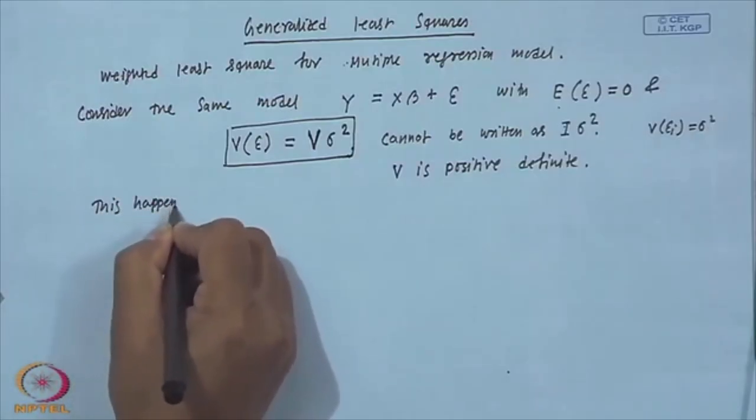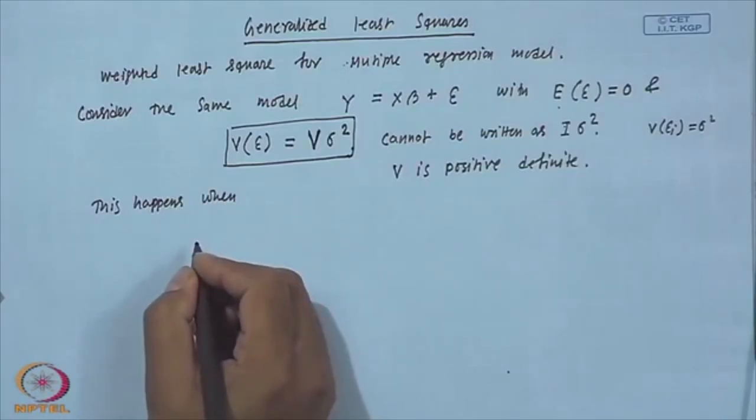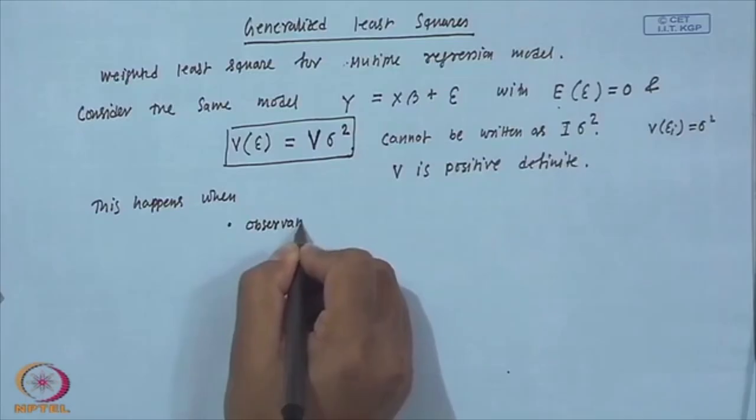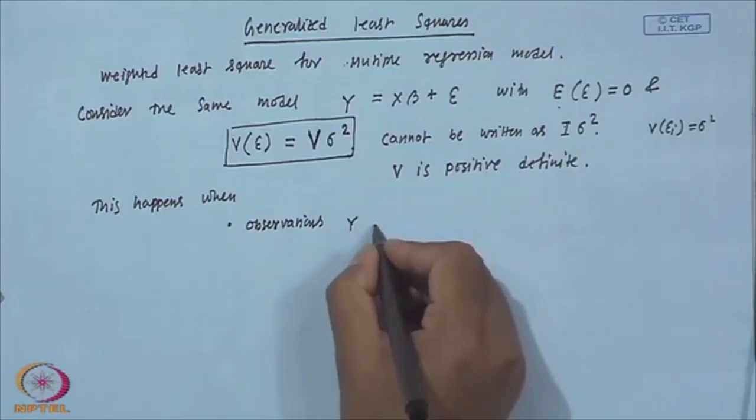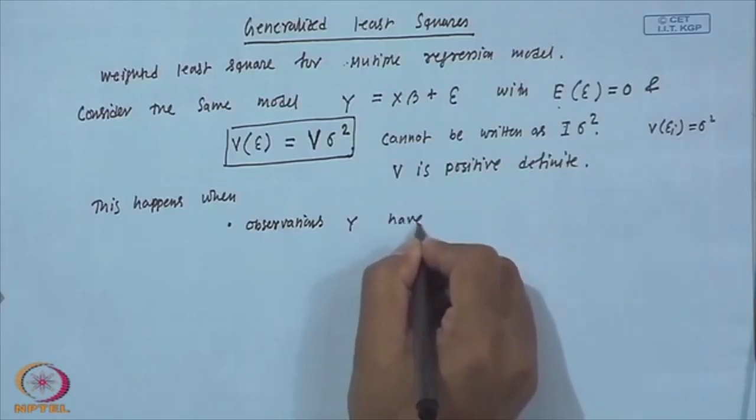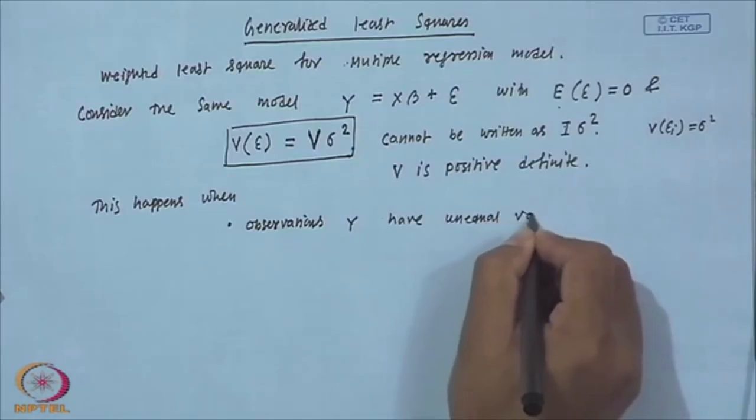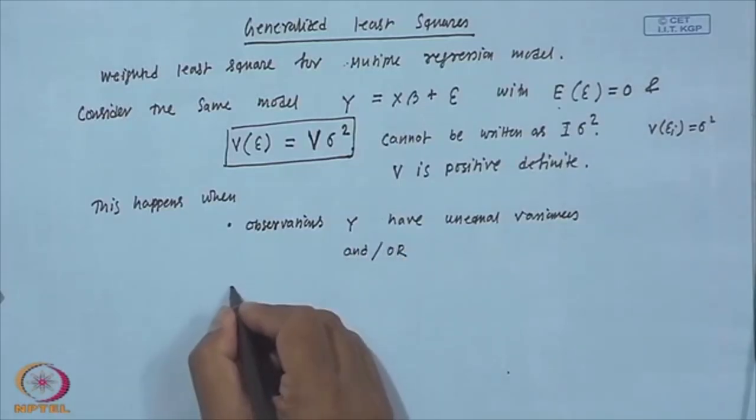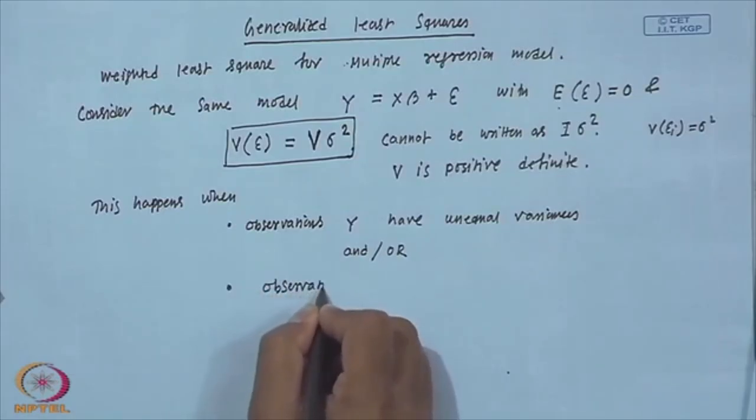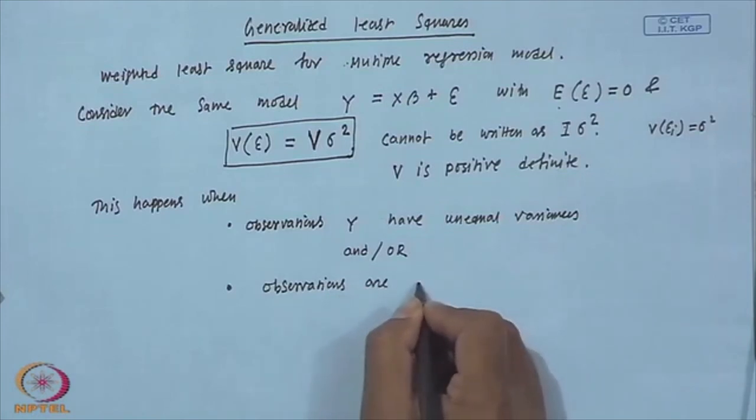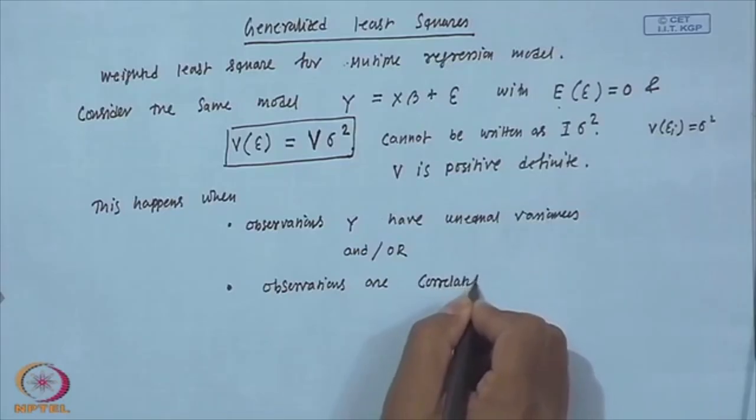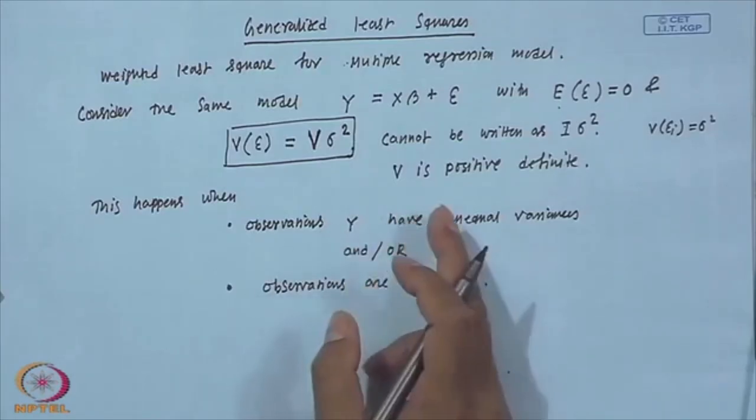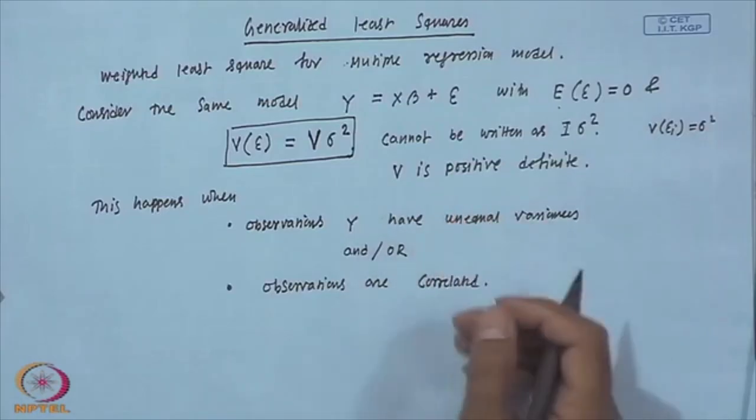Okay. So, this happens when observations y have unequal variances and or observations are correlated. Okay, so here is the violation of the basic assumption in the multiple linear regression model we assumed before.